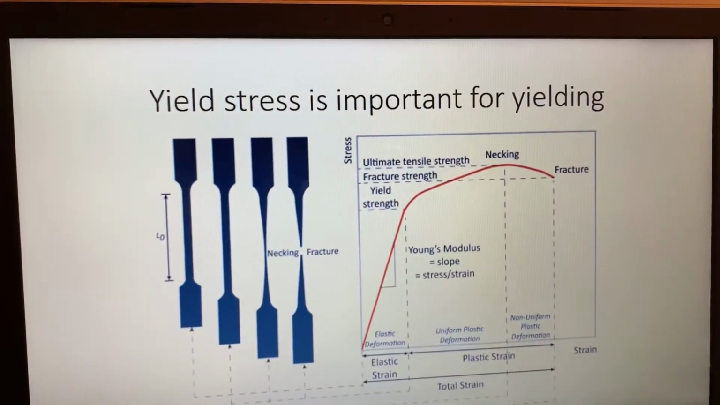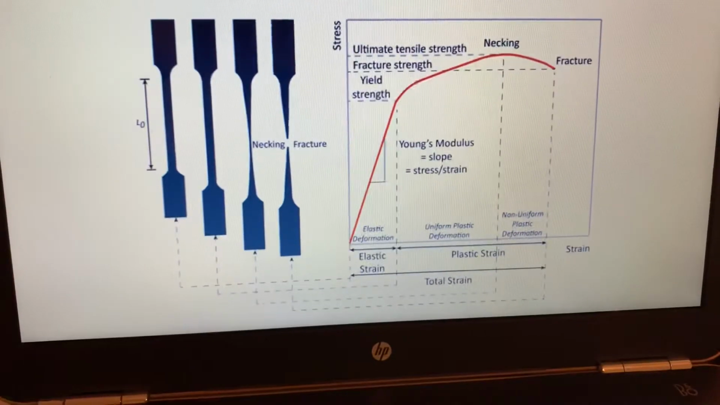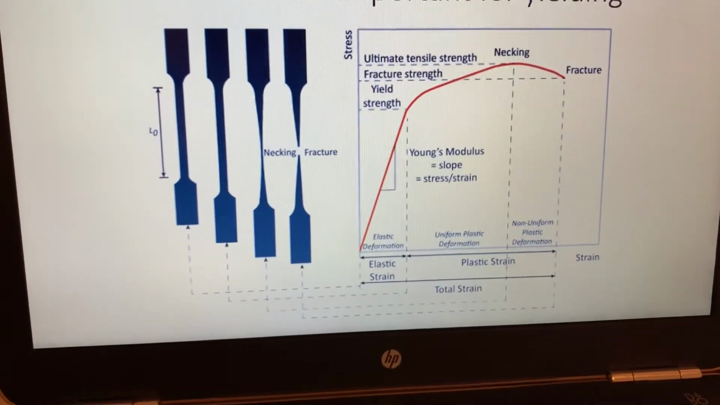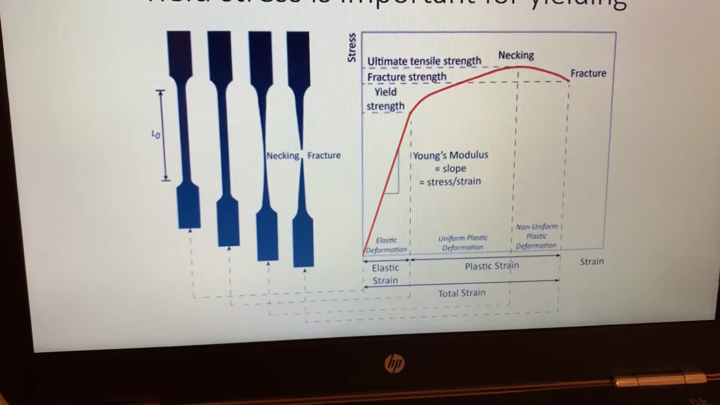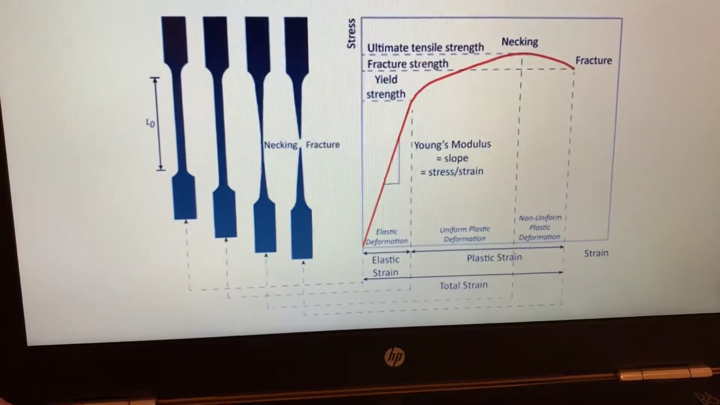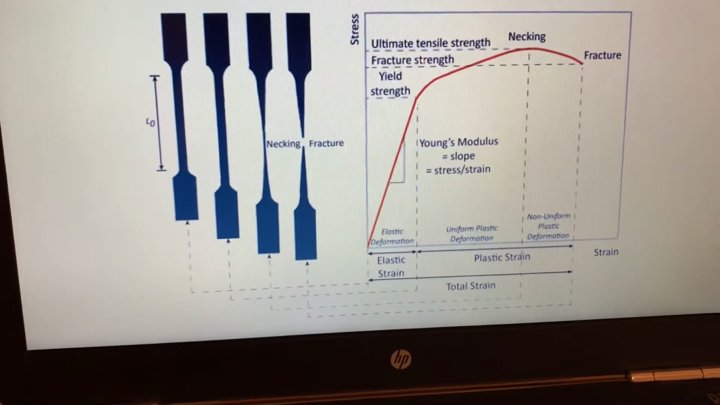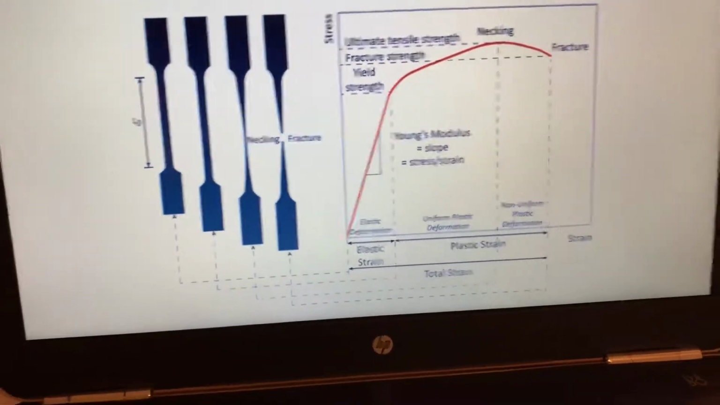Yield stress, shear stress, is important for yielding. One way we can simulate this is with a tensile test to show the yielding.